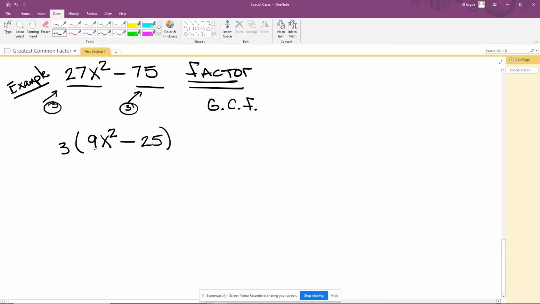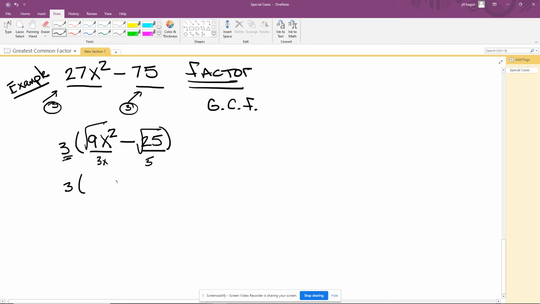Now we look at this and we say, oh, I can take the square root of 9x squared, and I can take the square root of 25. Now I have perfect squares, so don't lose the 3. Some of you did that on your quiz last week. Don't lose that 3. It still stays with it. Okay, but know that now the square root of 9x squared is 3x, right? And the square root of 25 is 5.